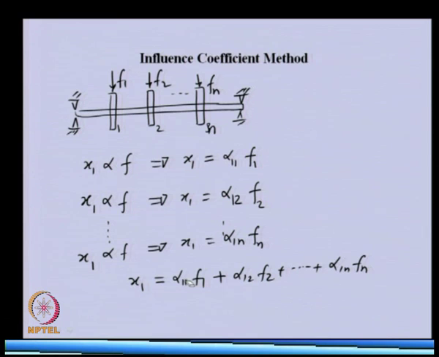Now, the same concept we can extend for obtaining the displacement at disk 2. If we want the displacement at disk 2, we can write this as alpha 2 1 F1 plus alpha 2 2 F2 and so on up to alpha 2 n Fn. These constants are now different; they are not the same as the previous ones.